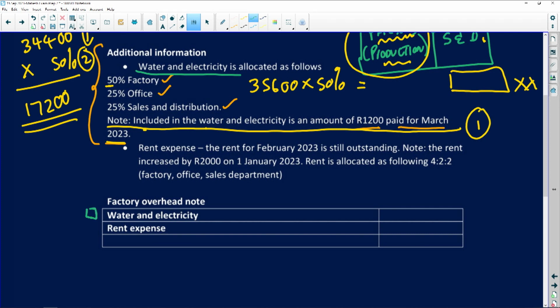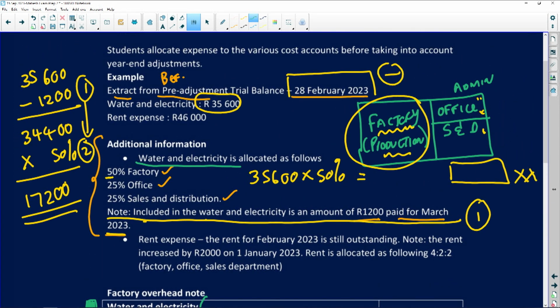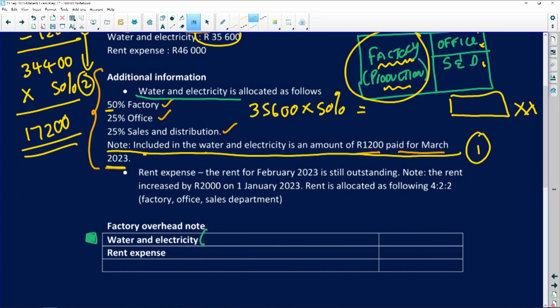So normally a student would like to use a little highlighter, telling the examiner, or a different colored pen, you'll find my calculation on this page or whatever. Just look for that key. Okay, right, so water and electricity, as you can see, I've got enough space here. So this is how I would show my calculation. I would start with the 35,600, I obviously minused 1,200, and then I'm allocating 50% to the factory, 17,200.